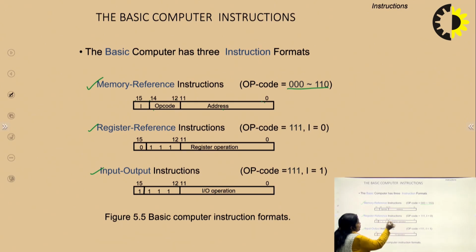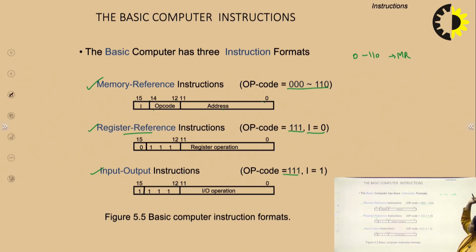And if your opcode is 111, then two conditions are there. The first condition is the register reference instruction, where the I mode is 0, or the I mode is 1. 1 means input output, I equal to 0 means register reference. You can summarize this simply: if your opcode is 000 to 110, it means definitely it is a memory reference instruction.